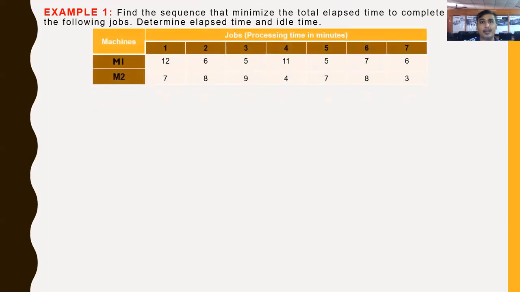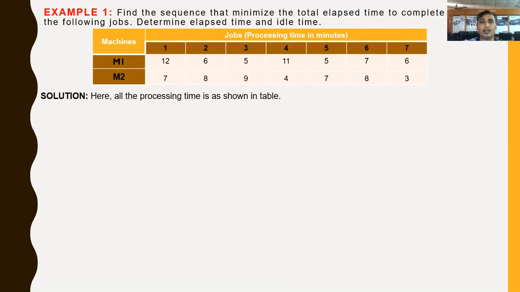This is the data. N job, 2 machine: N job means we have a total of 7 jobs, and 2 machines means M1 and M2. All the data is given in minutes, as processing time in minutes. This is the sequence of jobs 1, 2, 3, 4, 5, 6, 7. This is the machining time for job number 1, 12 minutes, 6 minutes, 5 minutes, 11 minutes, and so on. Similarly, machine 2: 7 minutes for job number 1, 8 minutes, and job number 7 has 3 minutes. This is the processing time in minutes for machine 1 and machine 2.